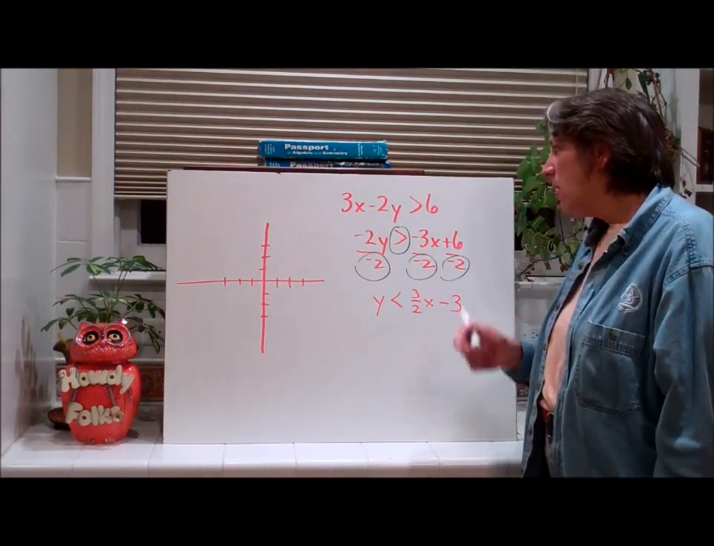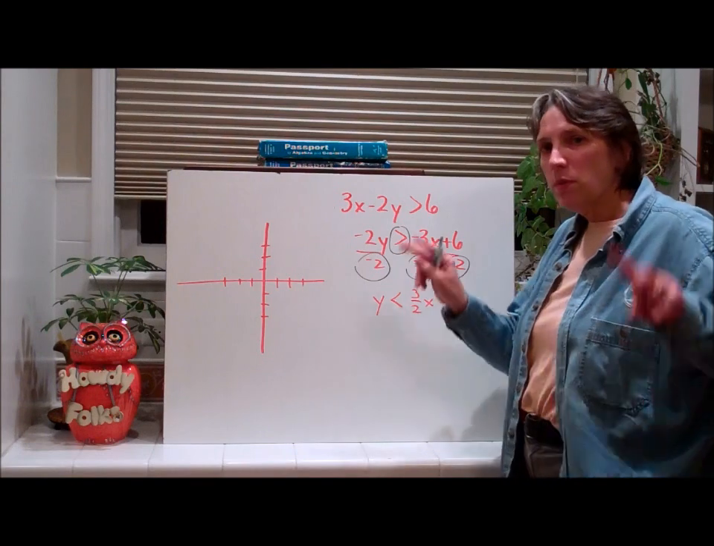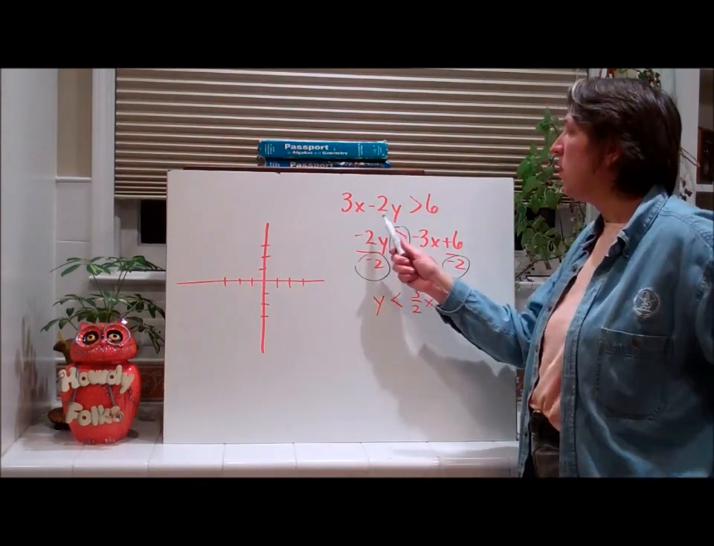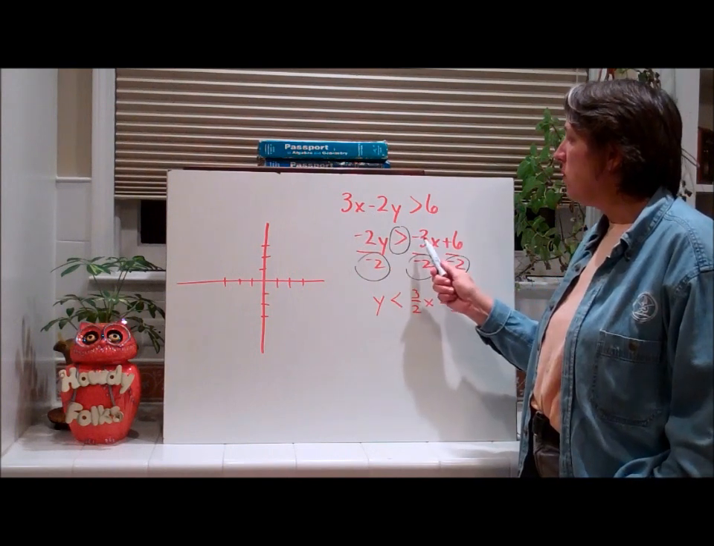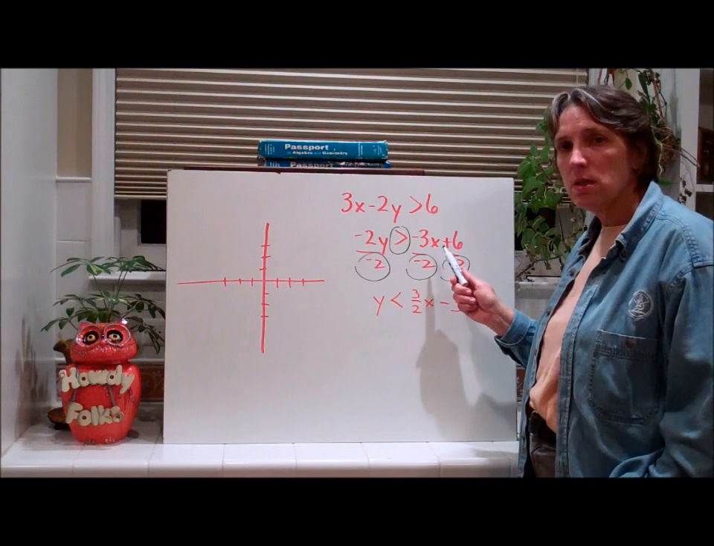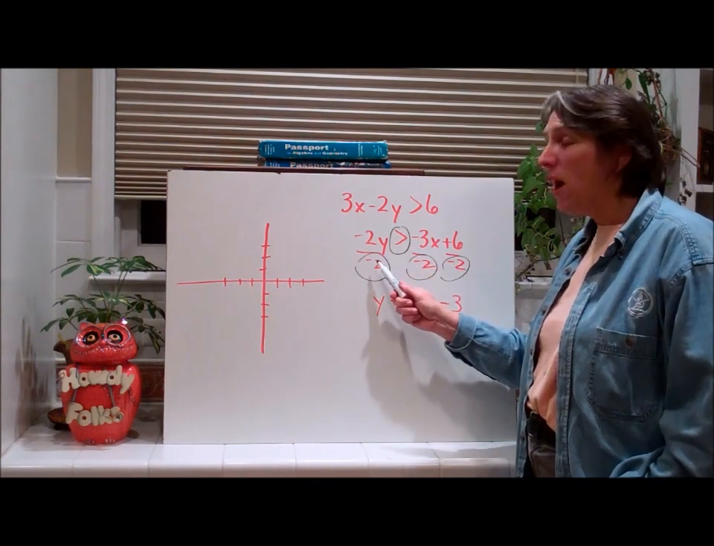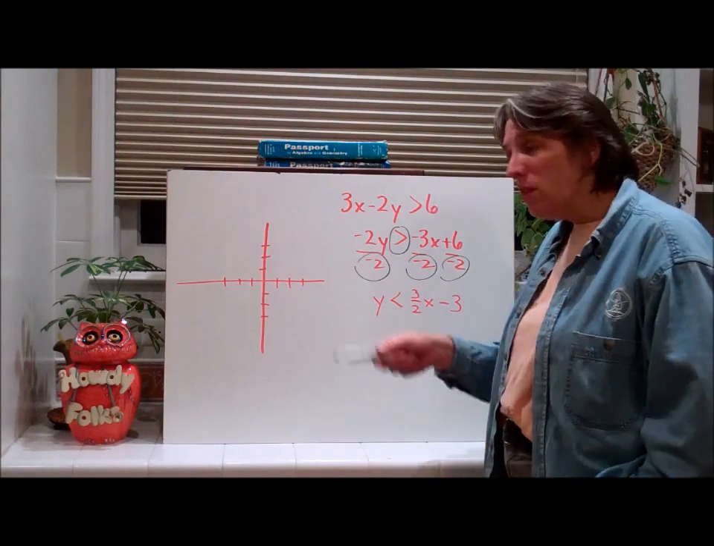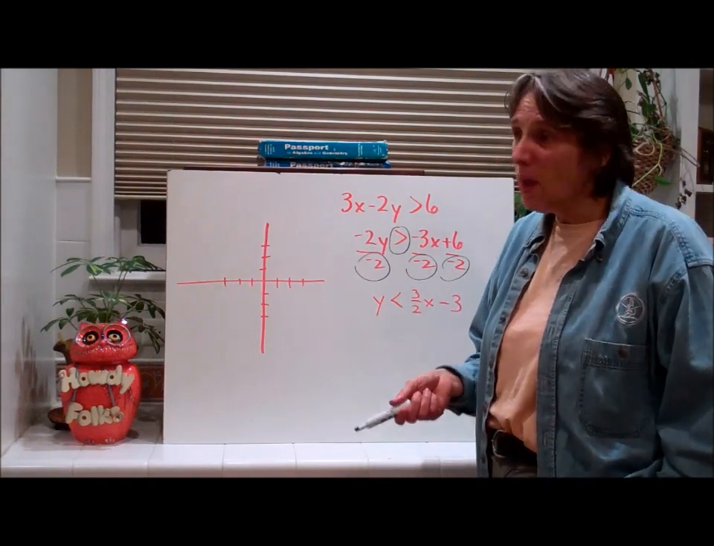Alright, so I'm going to put this in slope-intercept form, but I'm going to keep my inequality. Now notice when I do this, I'm going to subtract 3x from both sides, so I get negative 2y is greater than negative 3x plus 6. But I've got to divide everything by negative 2. Don't forget everything we've learned, I expect you to be able to use.